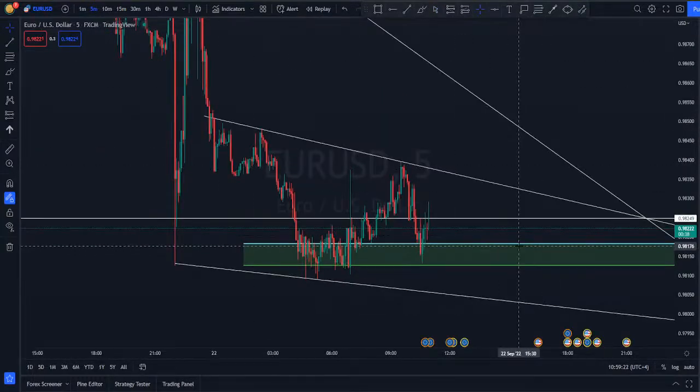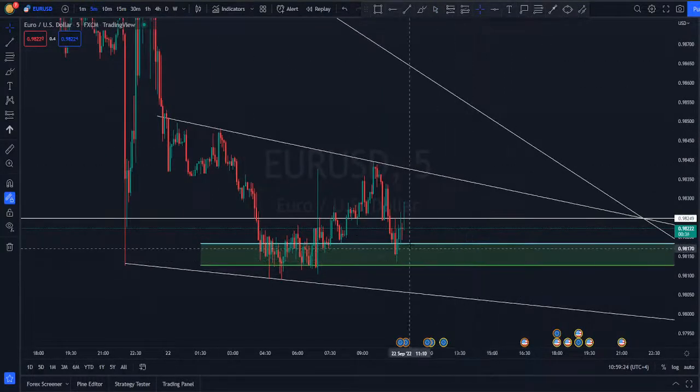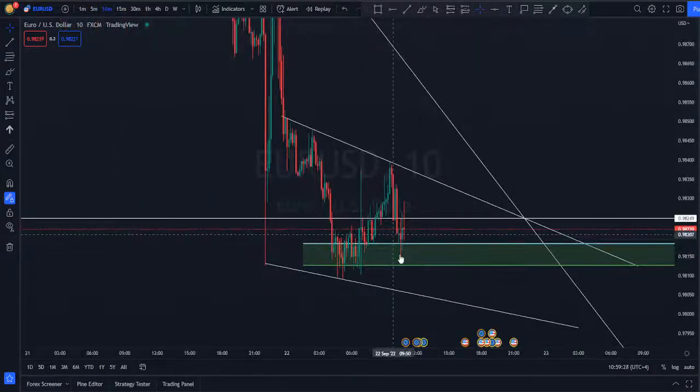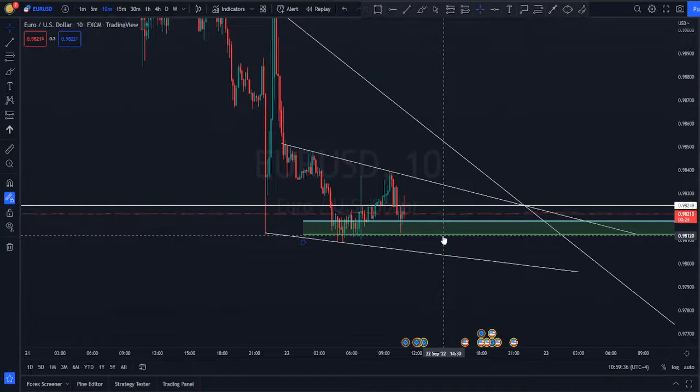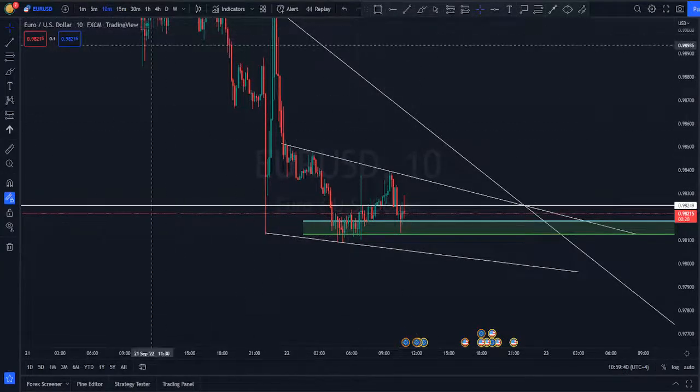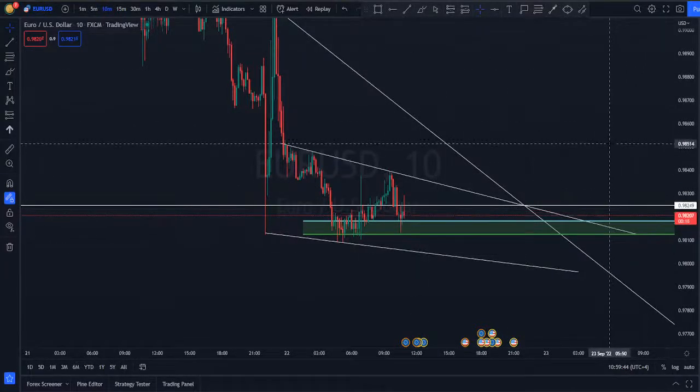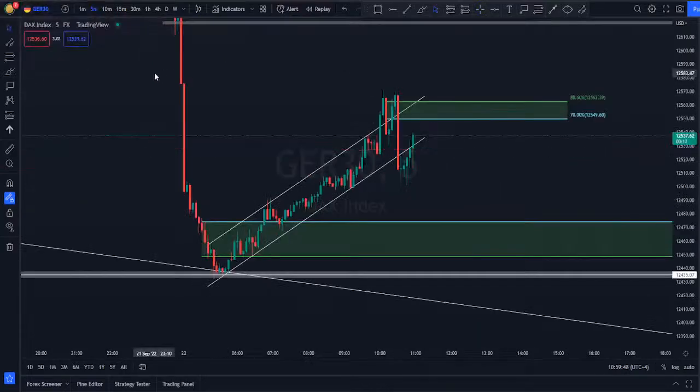Let me quickly move to Euro USD. At the same time, we've got all this noise here, so we expect price to continue pushing up. But from certain things I've done, which I'm going to show you after London Open, I'm going to show you why I mentioned in the group that Euro USD has the potential to drop heavily. So the market is about to open.